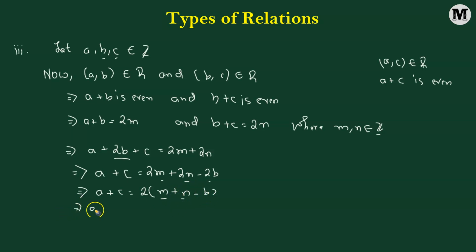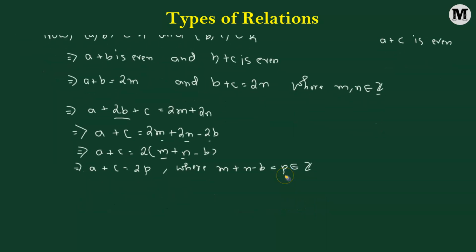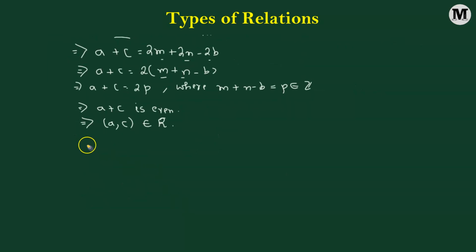So let's do one thing. Let's replace it with some integer p, where we have considered m plus n minus b to be equal to p, where p is some integer. Now a plus c equals 2p. What is this telling us? This is simply telling us that a plus c is divisible by 2, or in other words, a plus c is even. So that was our goal, to show that a plus c is even. So a plus c is even simply means that the ordered pair (a, c) also belongs to the relation R. So our relation R is transitive as well.